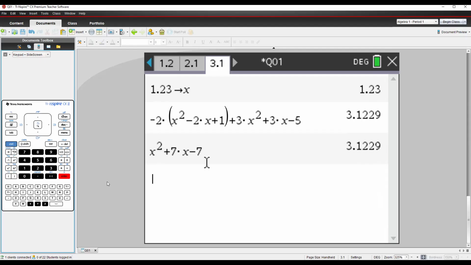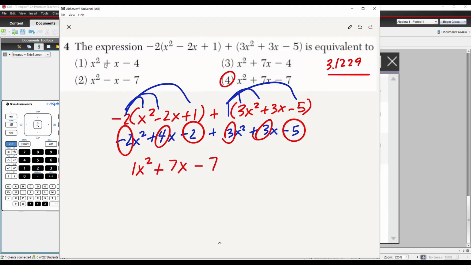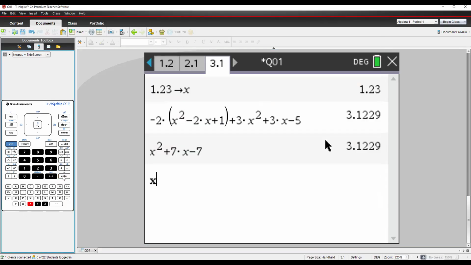Now, I just want to show you one of the other ones. I'm going to do x squared plus x minus 4. This is a great test-taking strategy. Instead of doing all the algebra, which you should be able to do, you could just go straight here. You see that this does not match, so these two cannot be equivalent. The reason we know that is, if we put an input into this function and get an output of 3.1229, then if this is an equivalent function, I should get 3.1229. If I don't, then these two are not equivalent.